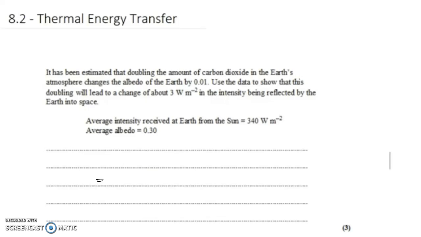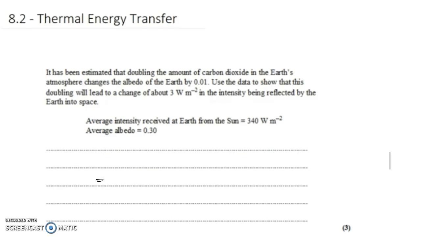So here I'm going to do a problem about albedo. It has been estimated that doubling the amount of carbon dioxide in the Earth's atmosphere changes the albedo of the Earth by 0.01. Use the data given to show that this doubling will lead to a change of about 3 watts per meter squared in the intensity being reflected by the Earth into space.